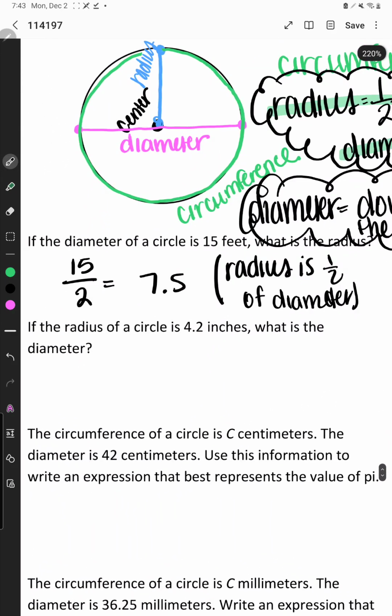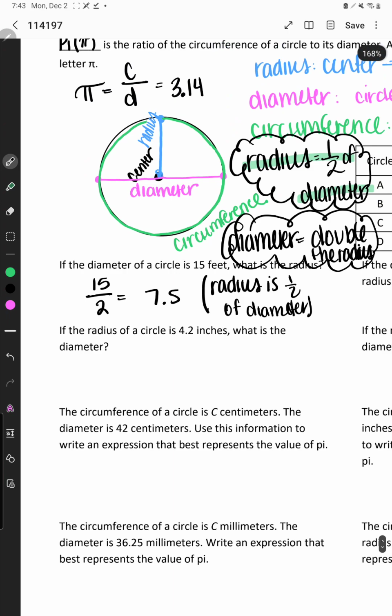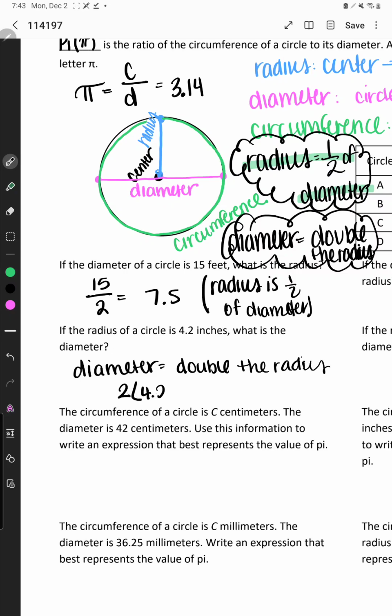The next one says, if the radius of the circle is 4.2 inches, what is the diameter? So what I do is I know that my diameter is double the radius. So I would do 2 times 4.2, which gives me 8.4.